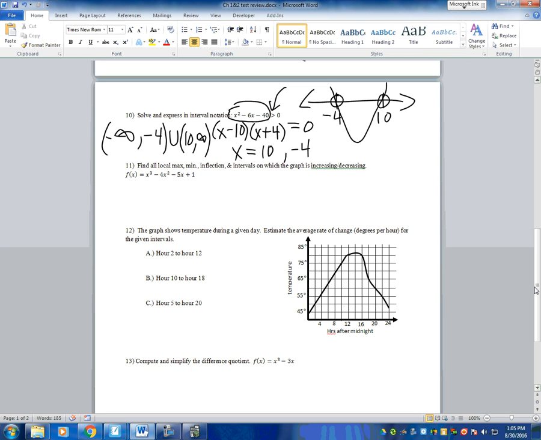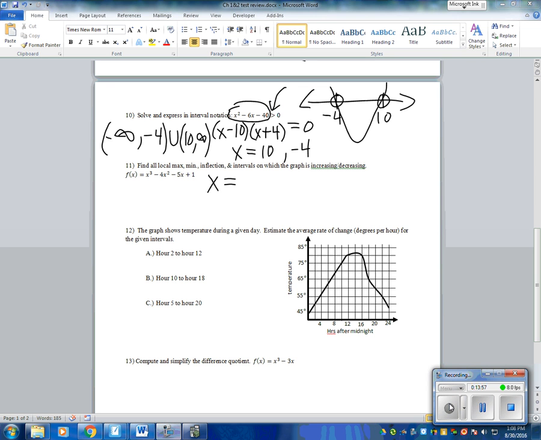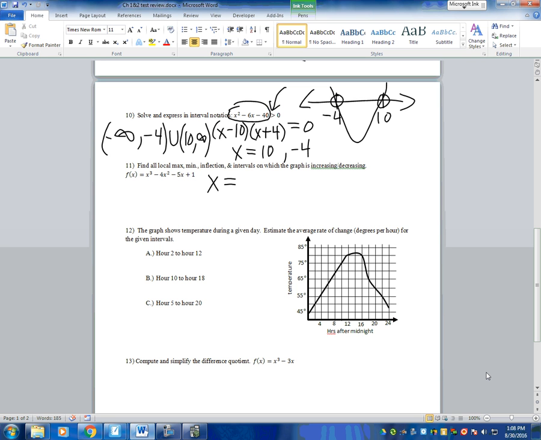On number 11, you have to find the max and min using your calculator. We did that today. Okay, once you find the max and min, what'd you get for a max? Okay, so are you guys okay with finding the max and min on your calculator? Okay. So the max is at -0.523. And then the min is x equals 3.18.